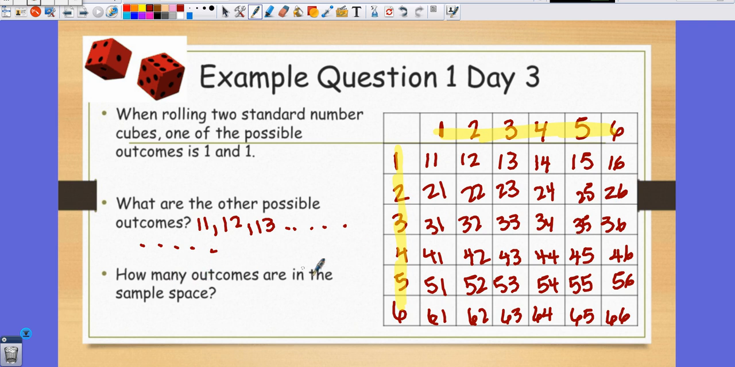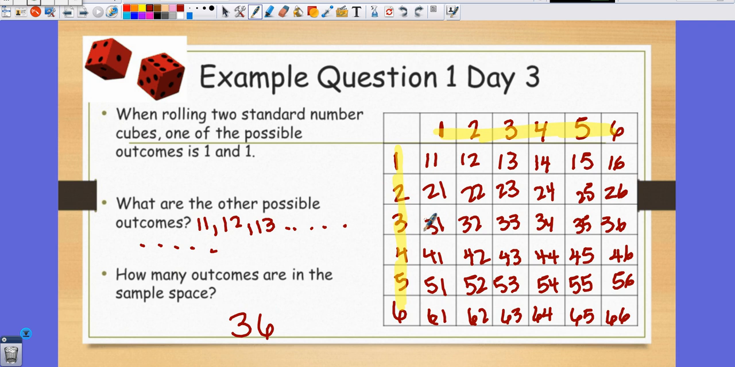And it says how many outcomes are in the sample space. So if we look, we want to find out how many outcomes are in the sample space. You count 1, 2, 3, 4, 5, 6, 7, 8, 9, 10, 11, 12, 13, 14, 15, 16, 17, 18, 19, 20, 21, 22, 23, 24, 25, 26, 27, 28, 29, 30, 31, 32, 33, 34, 35, 36. There are 36 outcomes in this sample space. So the total sample space here is 36.